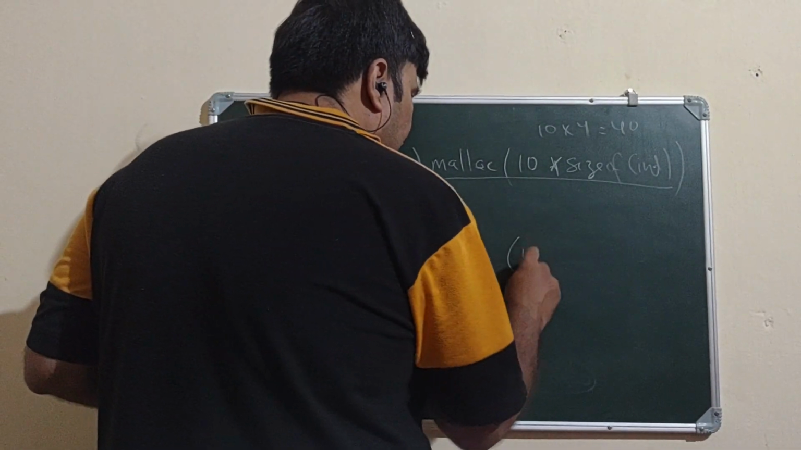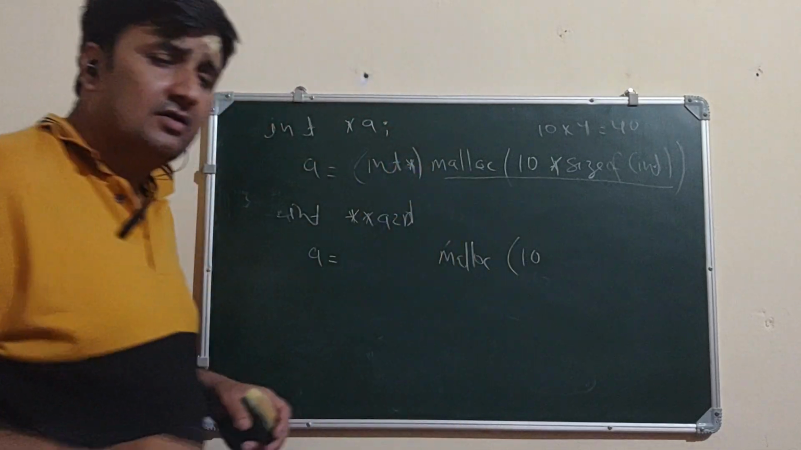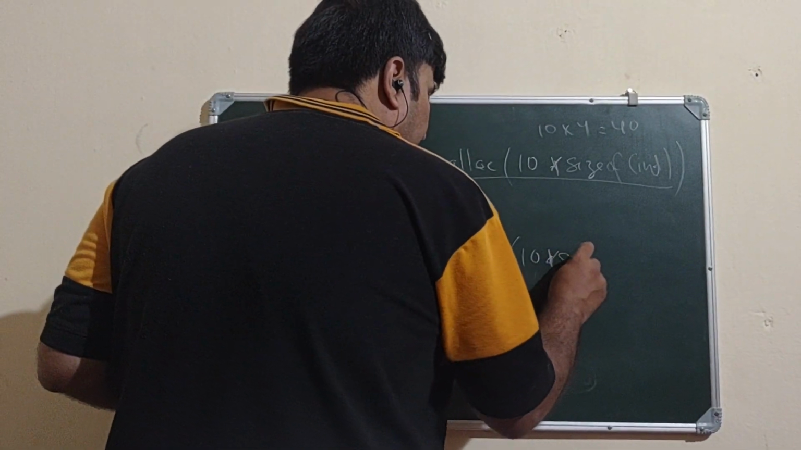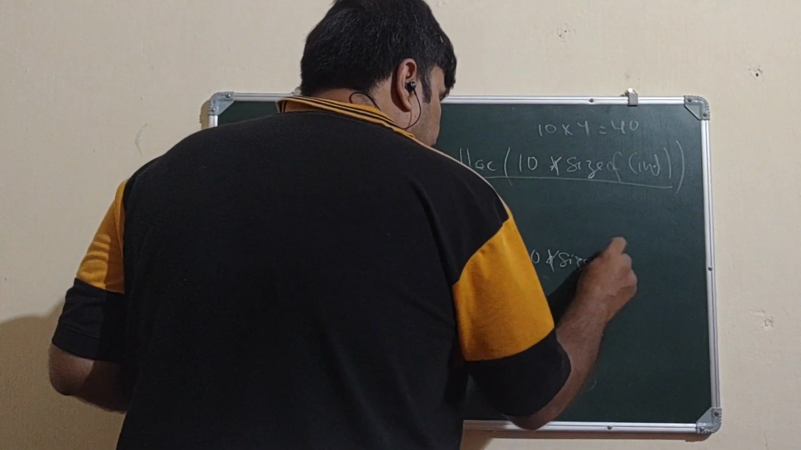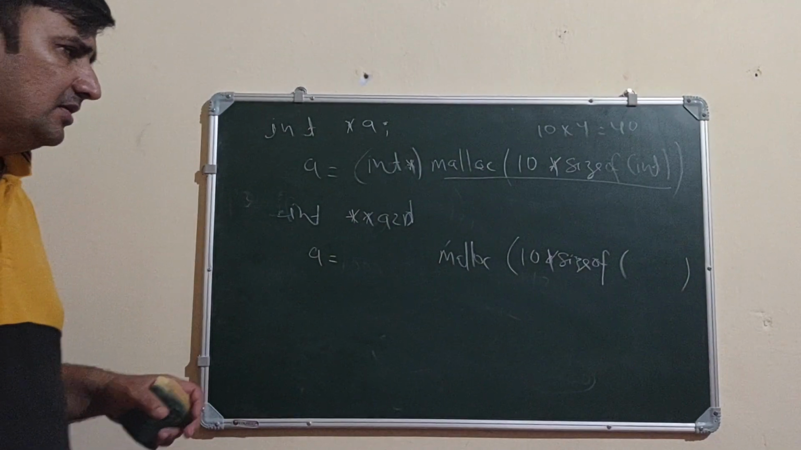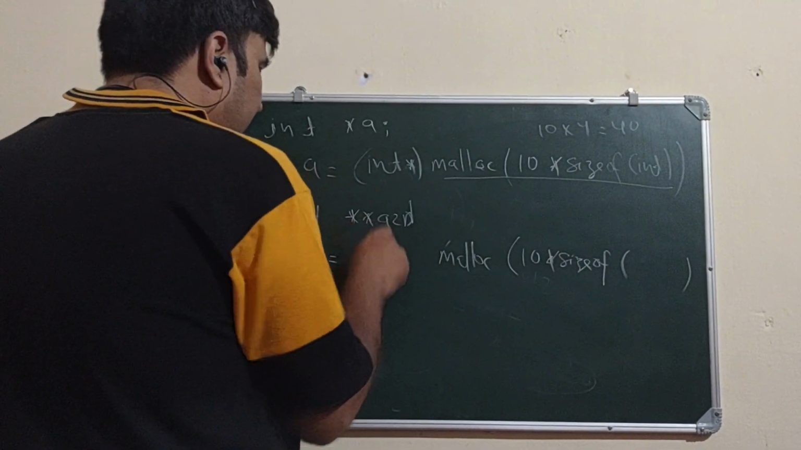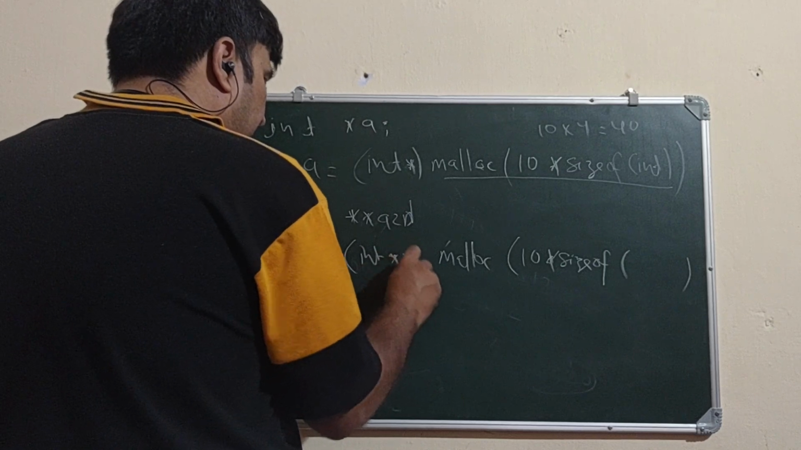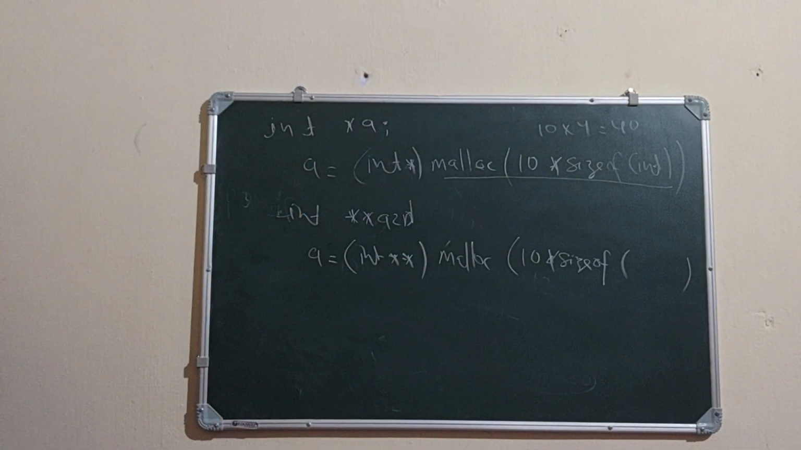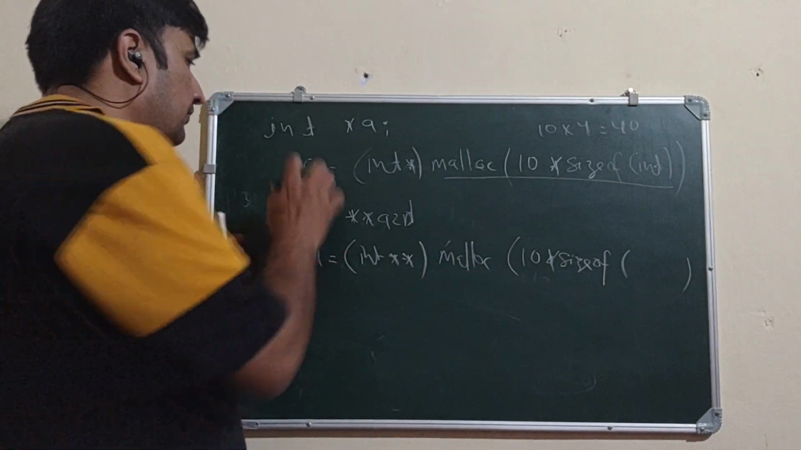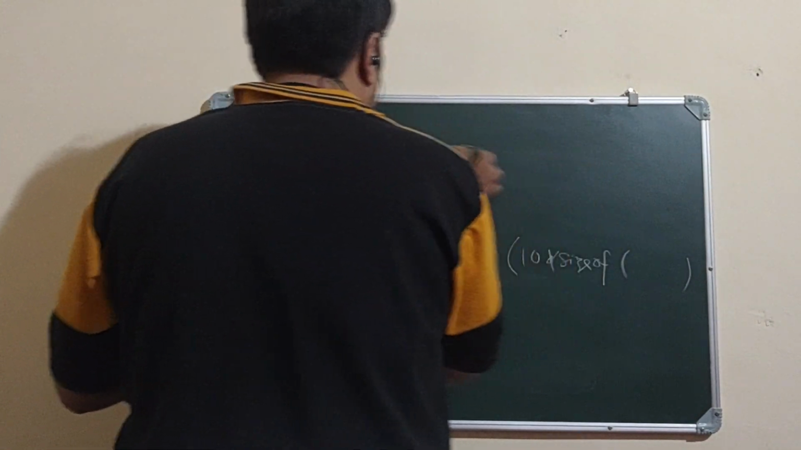I want to create, let us assume, 10 plus 10. Then 10 into size of... you will see what should come inside. What should become here is int pointer to a pointer. Now how this particular memory location will work, that we have to understand.